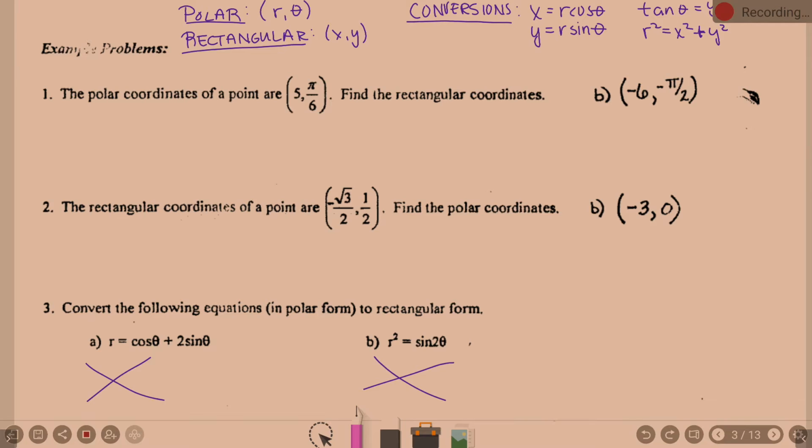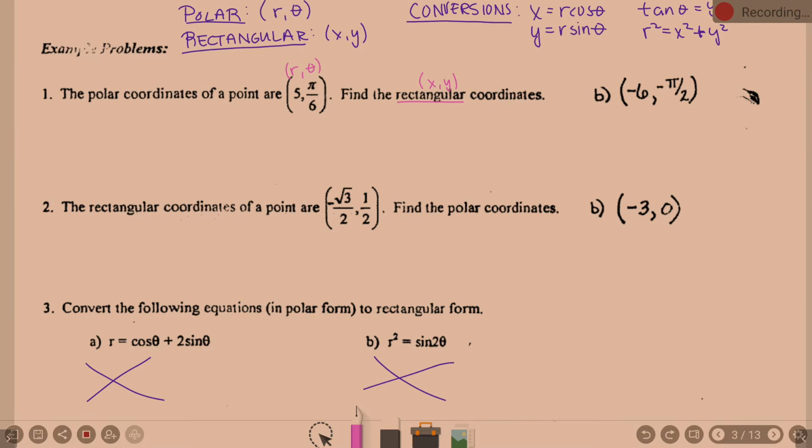On number 1, there's an A and a B here. The polar coordinates, and the first point given, is 5 comma pi over 6. We're being asked to find the rectangular coordinates. If we're trying to find the rectangular coordinates, we're trying to find x and y. What are we given? 5 and pi over 6, which are r and theta. Plug them into some equations here.